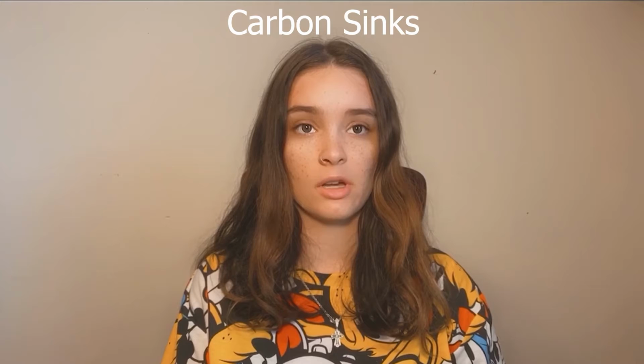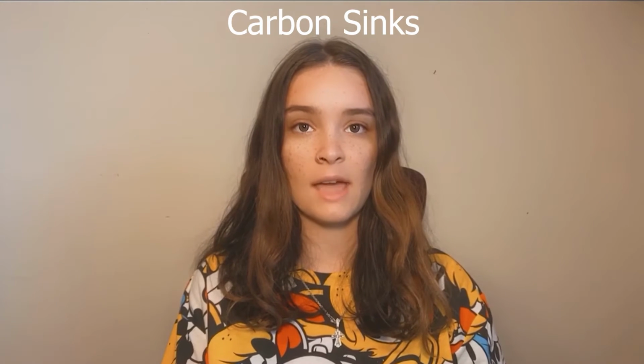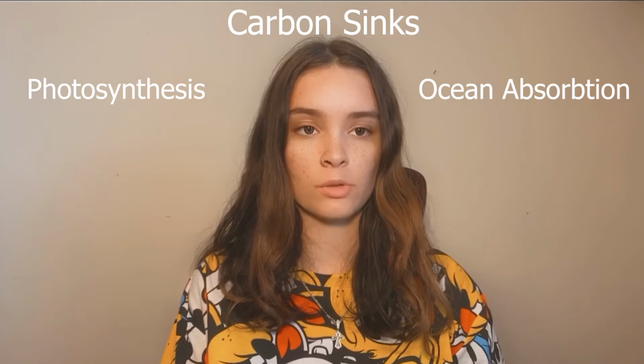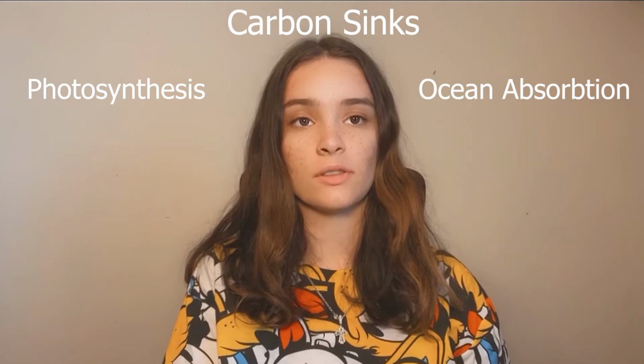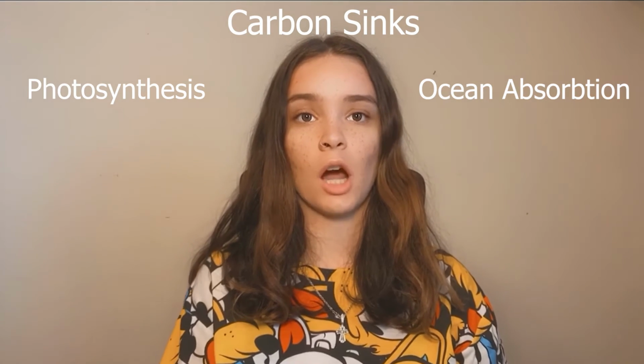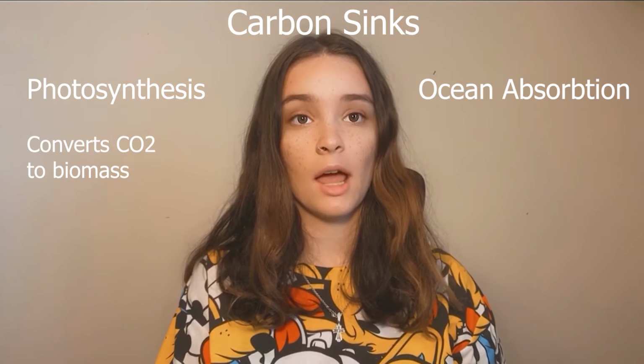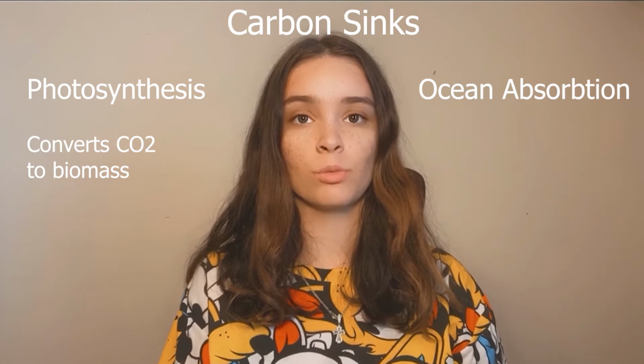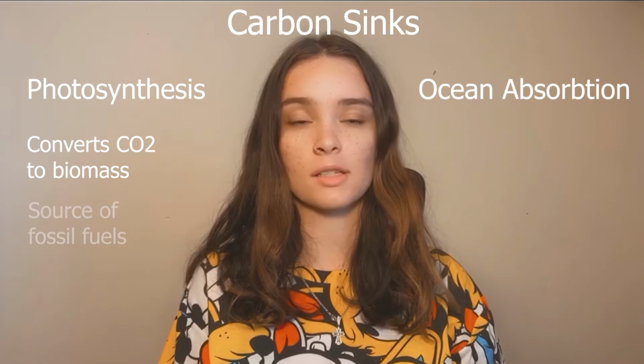Let's take a closer look at how carbon and methane can exit the atmosphere. The carbon cycle has two main carbon sinks, meaning carbon dioxide can exit the atmosphere in two main ways: photosynthesis or ocean absorption. Plant photosynthesis has the effect of converting carbon dioxide into biomass, and over tens of thousands of years will be moved deeper into the earth and become fossilized.